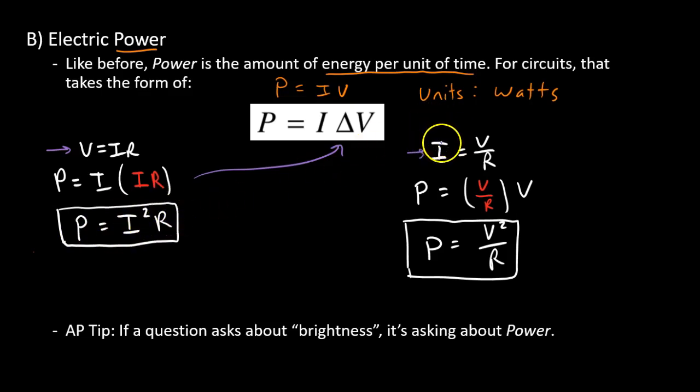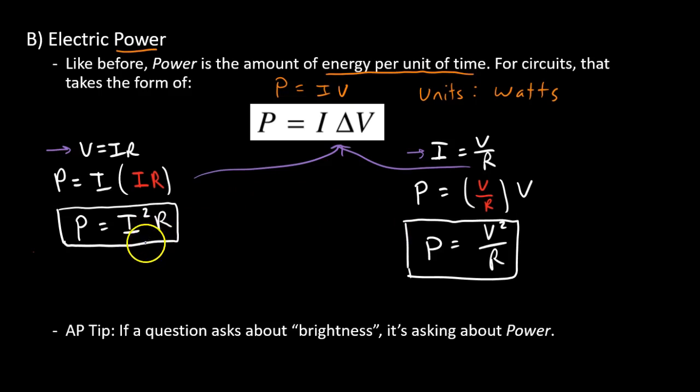Or I could look at Ohm's law written this way, I equals V over R. So here I have P equals IV. Instead of I, I could plug in V over R. When I multiply that out, I get power equals V squared over R. So these three equations should all get you the same answer.